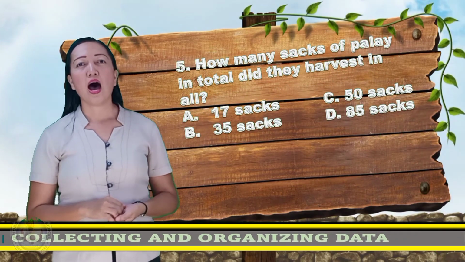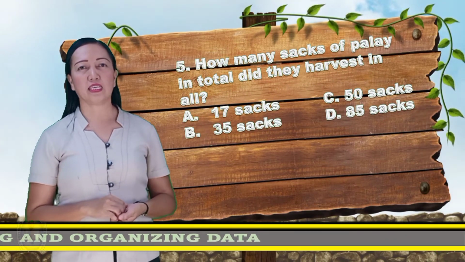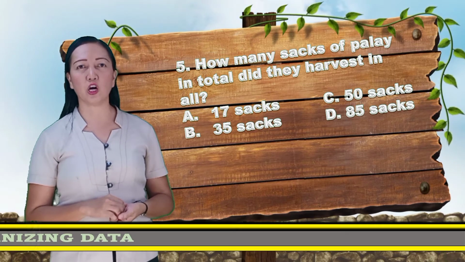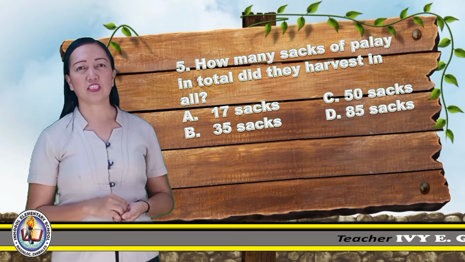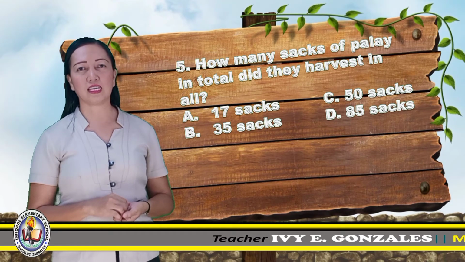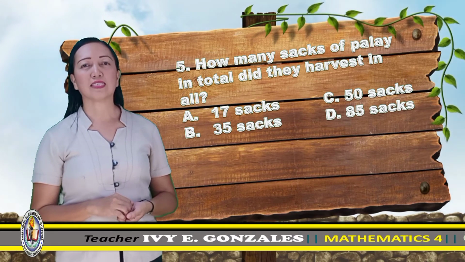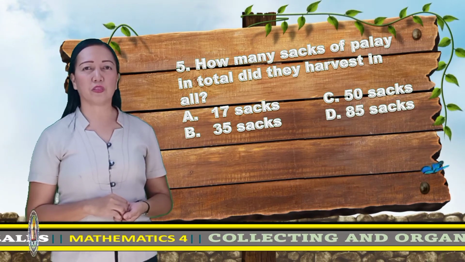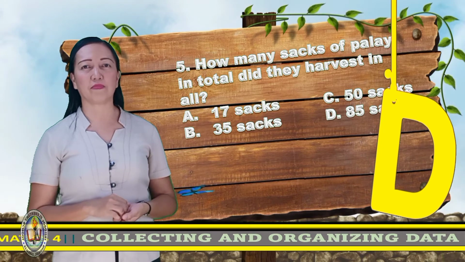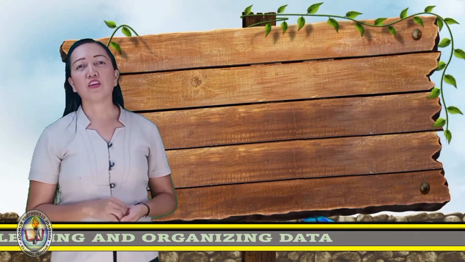Number 5. How many sacks of palay in total did they harvest in all? A. 17 sacks. B. 35 sacks. C. 50 sacks. D. 85 sacks. Very good. The answer is D. 85 sacks. If all of you got 5 correct answers, it means you are now ready for our new lesson.